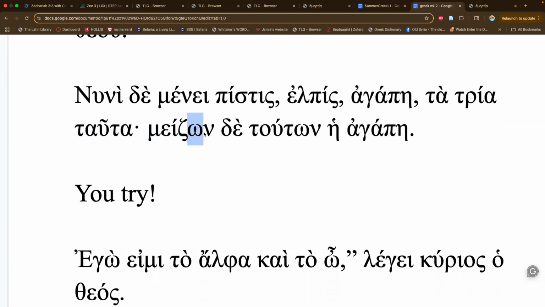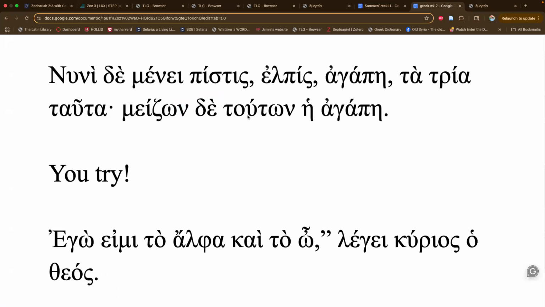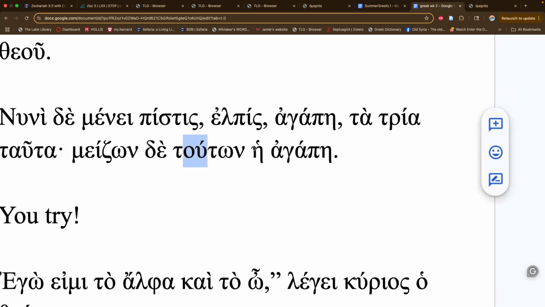Good, but remember that the omega here is the long O sound. The end is the N. Yep, so meson. Close. It's the alpha upsilon that makes the ow sound. The omicron upsilon makes the same as just a regular U, so oo. So, yep, touton, perfect.